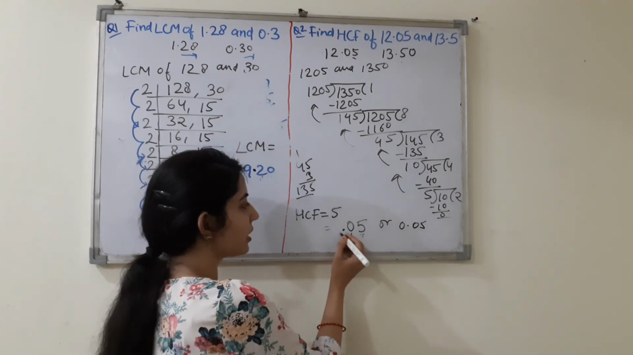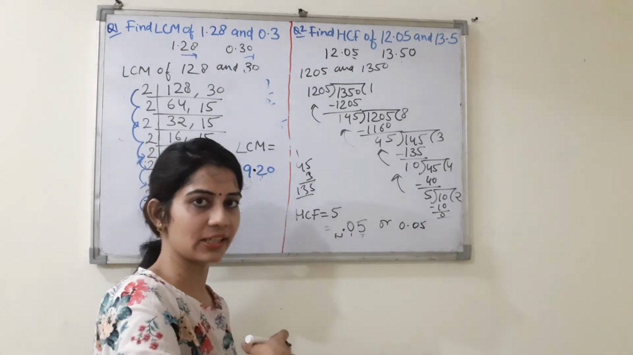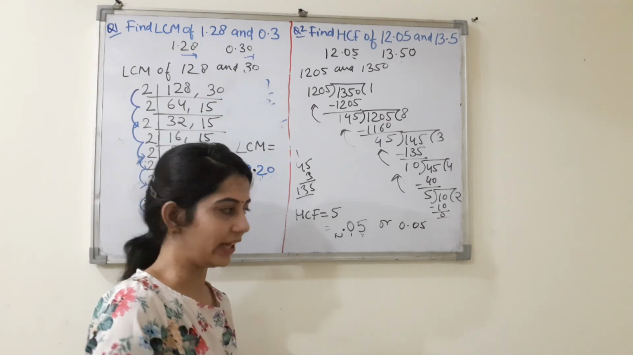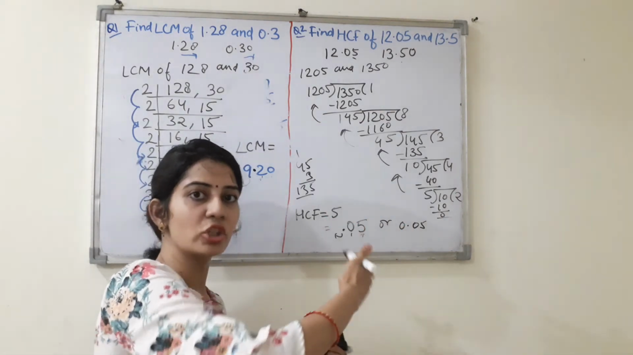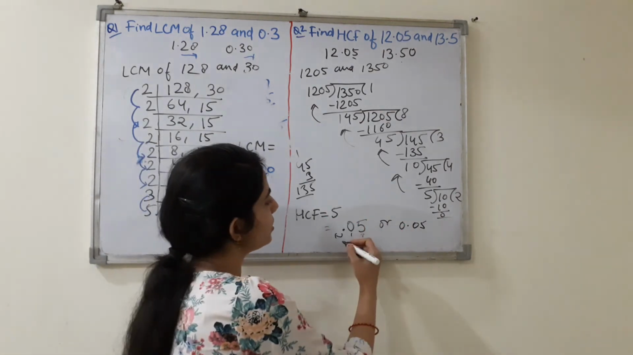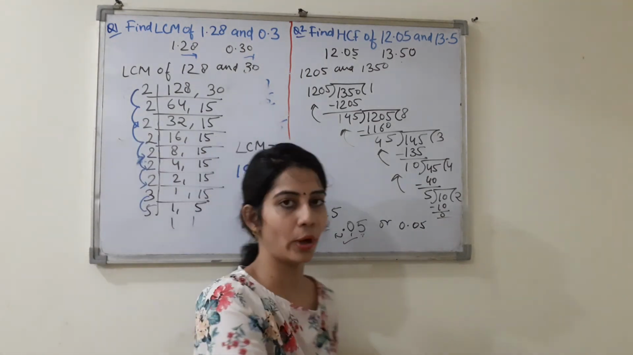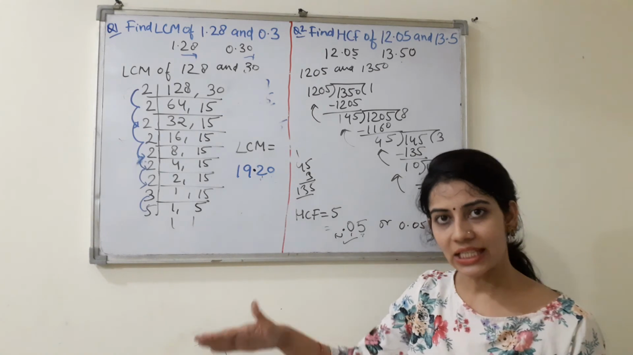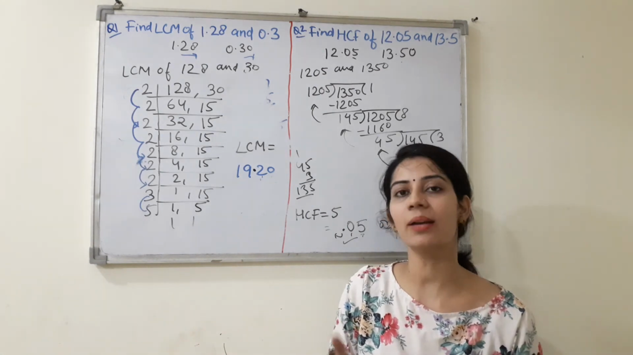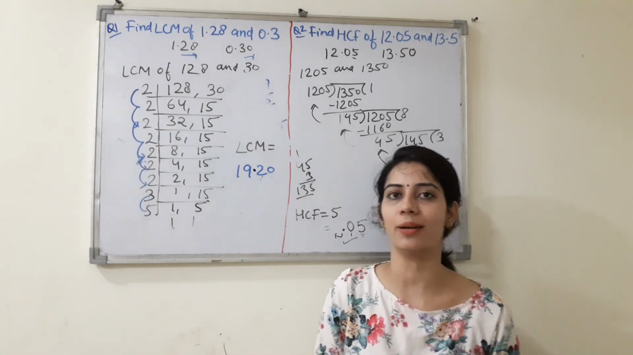You can write it as .05 or 0.05, because putting 0 before the decimal does not change the value. So you can write it .05, or you can also write it 0.05. So in this way you find the LCM and HCF of decimal numbers.